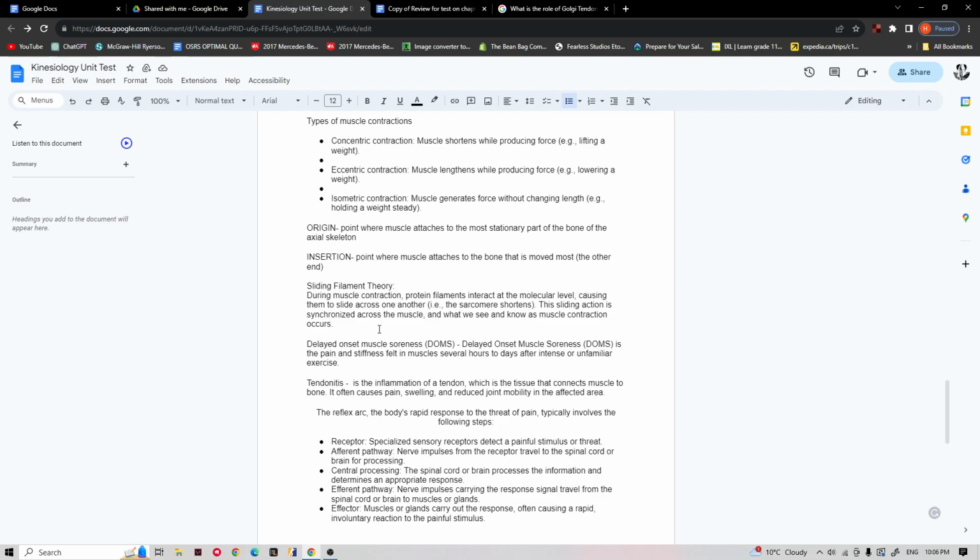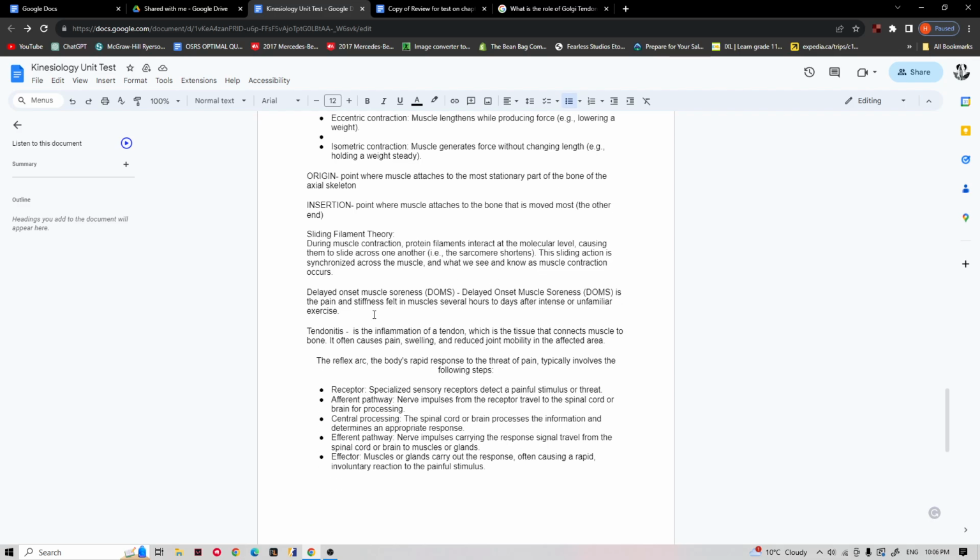Sliding filament theory. During muscle contraction, protein filaments interact at the molecular level, causing them to slide across one another. This sliding action is synchronized across the muscle, and is what we need to know as the muscle contraction occurs.